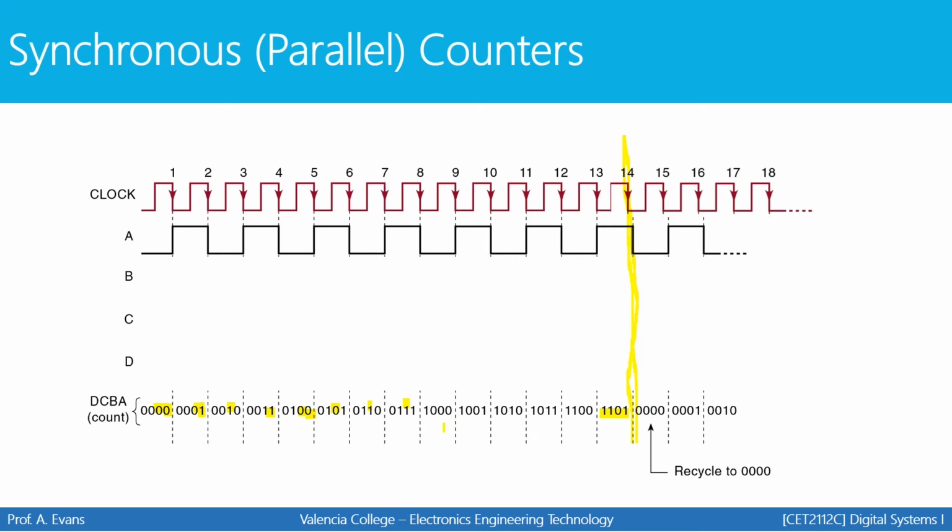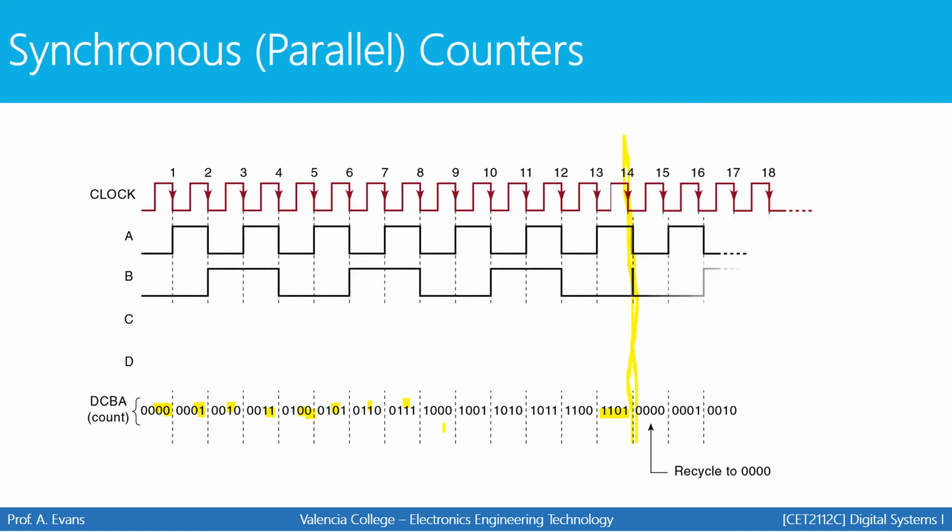Notice that in a normal count, we expect flip-flop B to be low for 2, high for 2. Low for 2, high for 2. It follows that pattern until you get closer to the end of the count before the recycle hits. Notice that it's low for 2, high for 2.